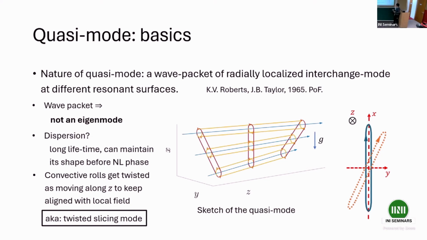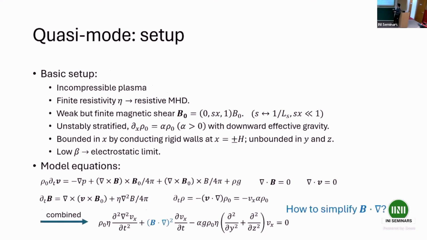This picture is just a projection of this picture in the XY plane. If there's no shear, the convective cell should look like this. It's vertical. However, if the magnetic shear is present, when you move along the mean field line, you can see this convective cell should twist. That's why it has another name, twisted slicing mode. So this is the basic setup of the quasi-mode.